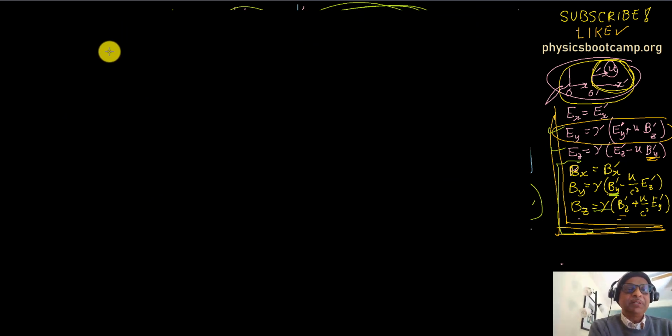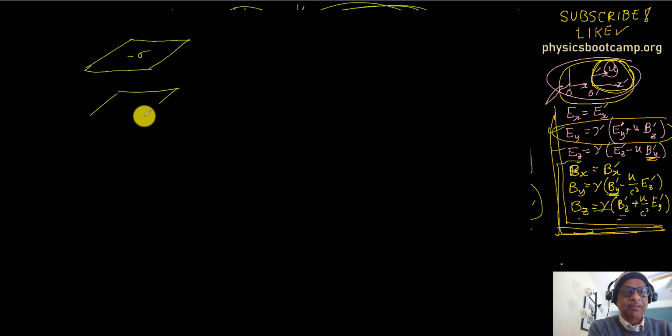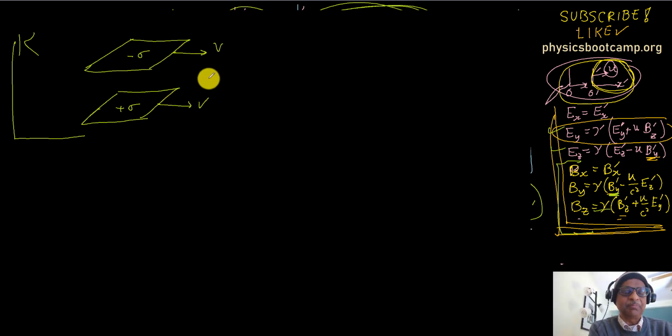So the last problem we're going to discuss: if I have this plate with negative charges and this plate with positive charges, and I'm looking in the K frame, and these charges are moving at speed v and v, and these are large plates separated by a distance s. Then the question is, what is the electric field and magnetic field here?